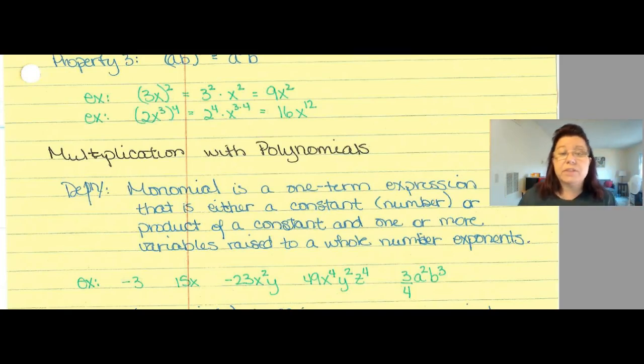For example, negative 3, that's a monomial. 15x is a monomial. Negative 23x squared y is a monomial. 49x to the 4th y squared z to the 4th is a monomial. And 3/4 a squared b cubed is a monomial. As long as all I have is multiplication in between these values, it is a monomial.